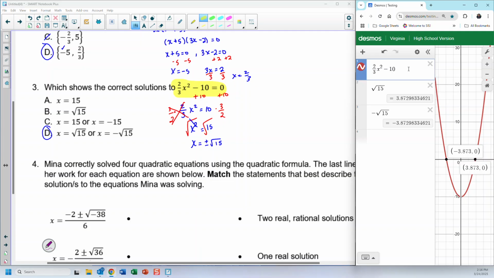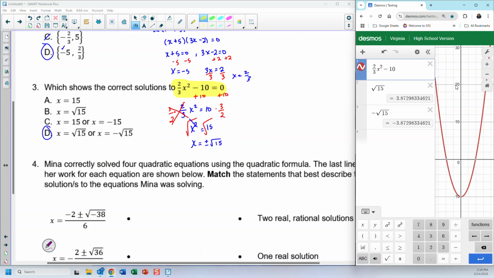Also, notice I did not put the equal 0, because if I put the equal 0, it does help me with the answers, but it doesn't really give you the quadratic. I mean, it's up to you. If you want to see the quadratic and find the zeros, you can do it like that, or you don't have to put the 0. Okay.